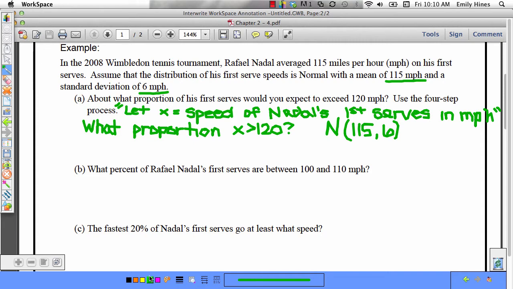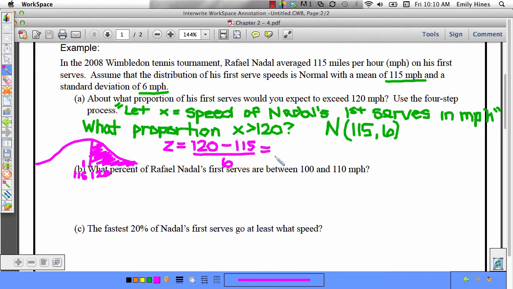Then for the plan, I'm going to draw a picture. His mean is 115, so that would be right there in the middle. I want to know, there's 120. This is what I'm looking for, the shaded-in area right there. So then I'm going to find the z-score. Z is equal to my value, which is 120, minus 115, divided by 6. And I get a z-score of 0.83.